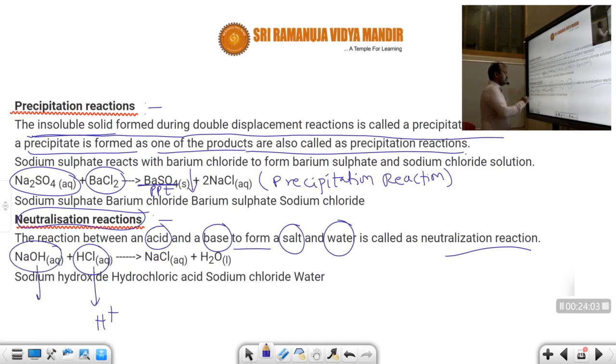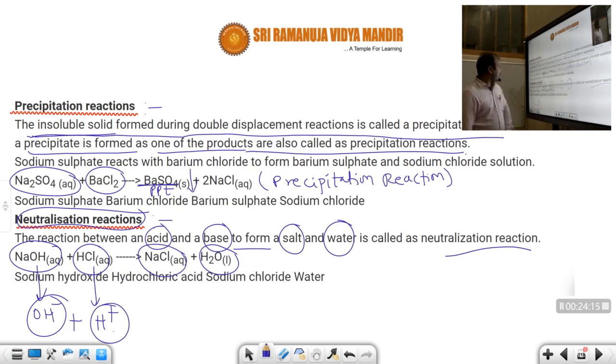The compound which can be dissolved in water to release OH- ions is a base. So this H+ and this OH- form what? Water. And also form what? Salt. Of course salt is formed by the combination of acid and base, but salt doesn't contain acidic nature and basic nature. It contains new properties. It is electrically neutral, so a neutral compound will be formed. That's why this is a neutralization reaction. Of course H2O is also a neutral compound.